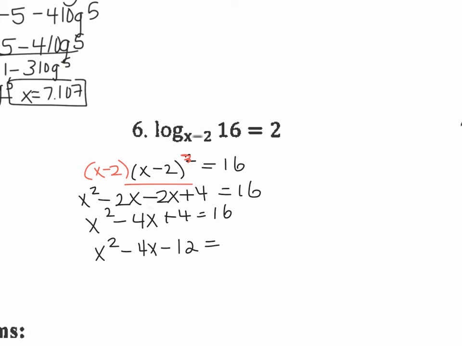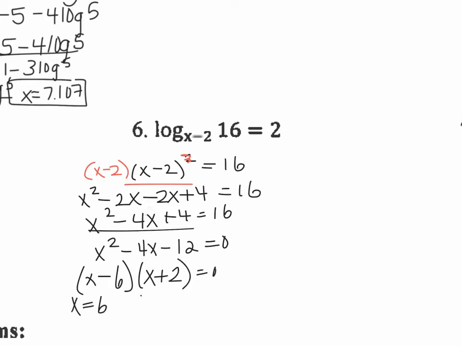I know I'm going to have to factor because I have a quadratic here. So x minus 8, nope. How about x minus 6 and x plus 2 equals 0. So x equals 6 and x equals negative 2. And if I go back and plug these in, because it's a logarithmic function, negative 2 would not work.